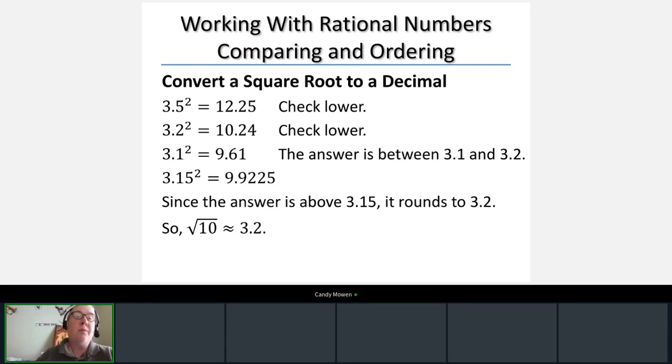So if you do 3.5 to the second power, it's 12.25. 3.2 to the second power is 10.24. It's lower. And so you keep going. So since the answer is above 3.15 and you're rounding it to the nearest tenth, it rounds to 3.2. So technically, the square root of 10 is approximately 3.2. And if I look here and take the square root of 10, it is 3.16227766. So you know we were very, very close there.